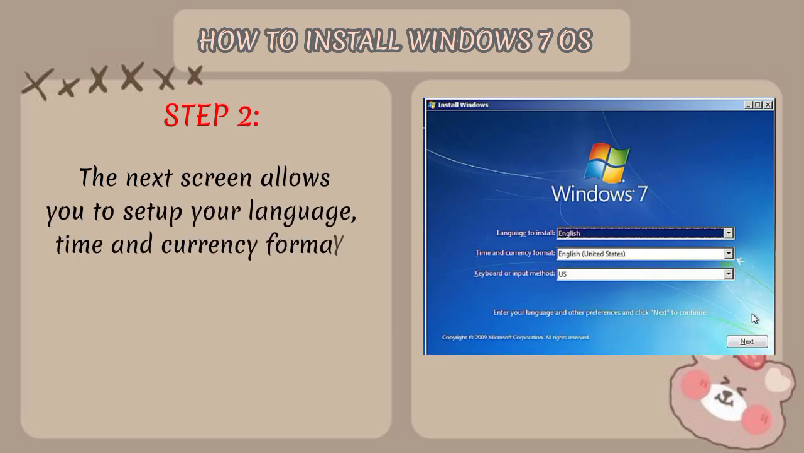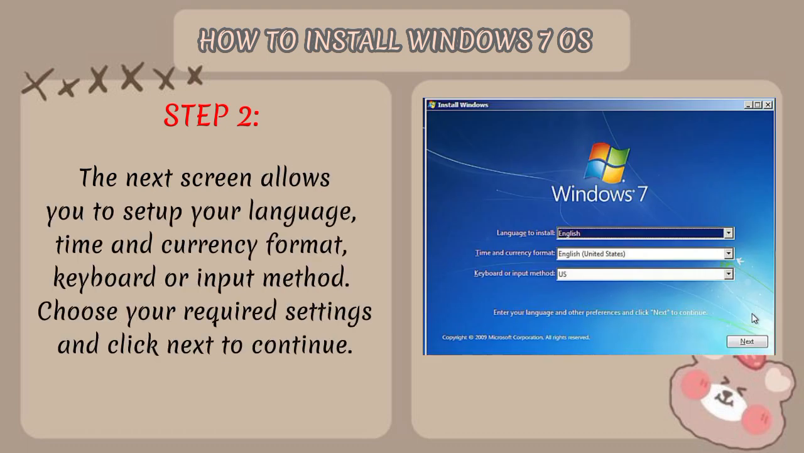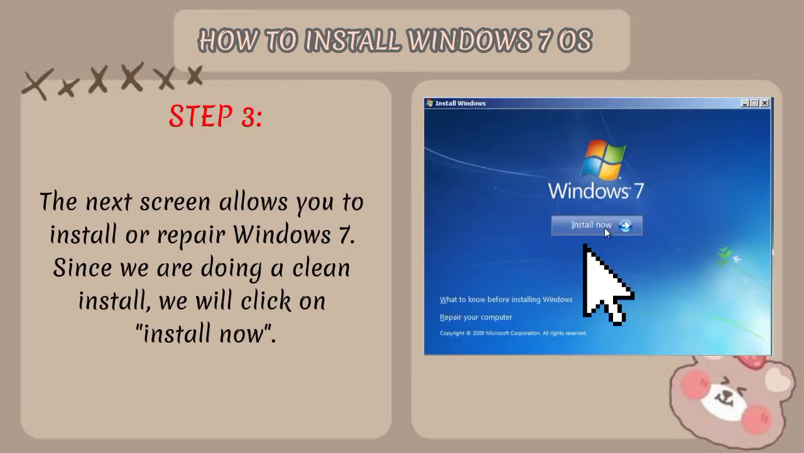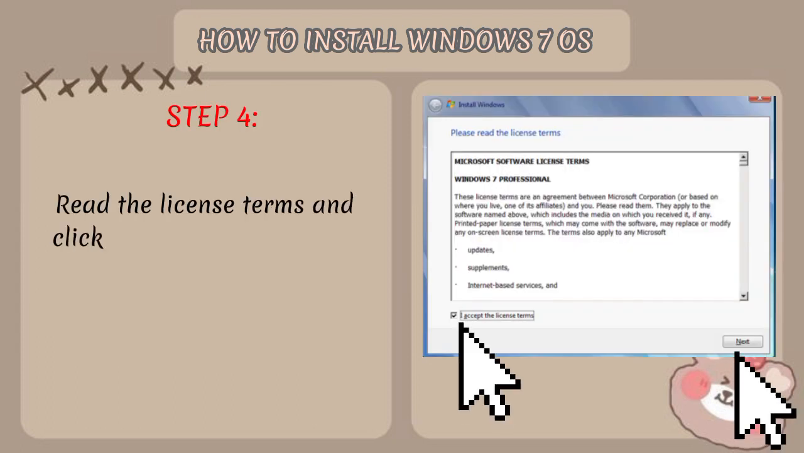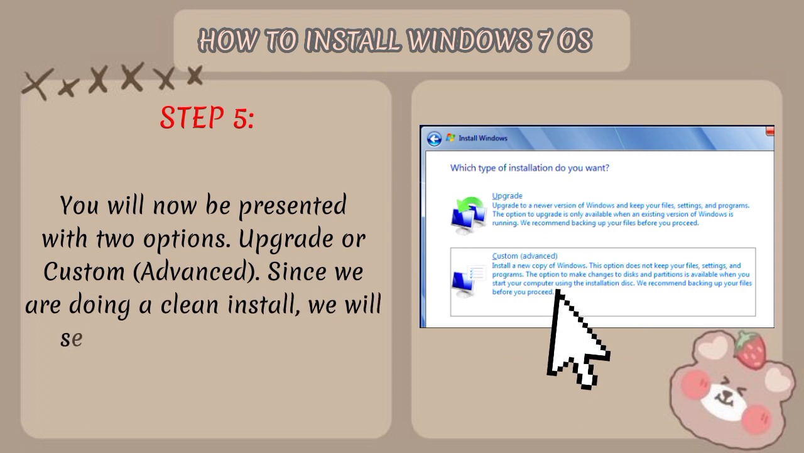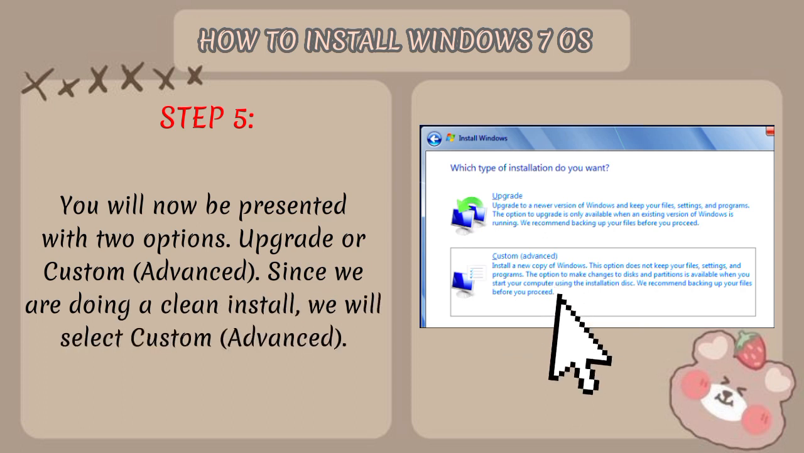Step 2. The next screen allows you to set up your language, time and currency format, keyboard or input method. Choose your required settings and click Next to continue. Step 3. The next screen allows you to install or repair Windows 7. Since we are doing a clean install, we will click on Install Now. Step 4. Read the license terms and click I accept the license terms, then click Next to continue. Step 5. You will now be presented with 2 options, Upgrade or Custom Advanced. Since we are doing a clean install, we will select Custom Advanced.